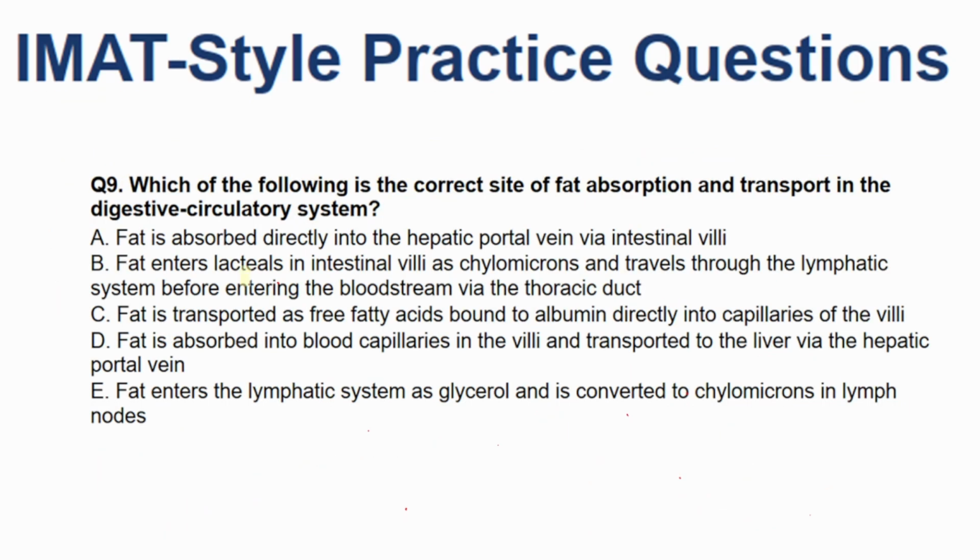Let's break down question 9, which focuses on a classic physiological trap regarding how the body absorbs fat. The question reads, which of the following is the correct site of fat absorption and transport in the digestive circulatory system? To understand this question and get to the answer, first let's check our knowledge. When you consume carbohydrates or protein, they are broken down into simple sugars, that is glucose and amino acids. They are small enough to pass directly into the blood capillaries within the intestinal villi. From there, they travel straight to the liver via the hepatic portal vein.